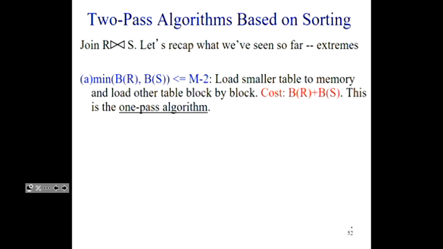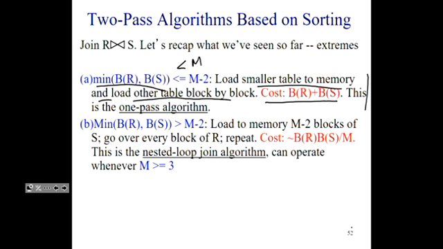So the 1-pass algorithm was very simple. You load the smaller table to memory and then load the other table block by block. The cost of this was B of R plus B of S, and the constraint was that the minimum of B of R and B of S is roughly less than M. Okay, so basically at least one of them had to fit in memory.